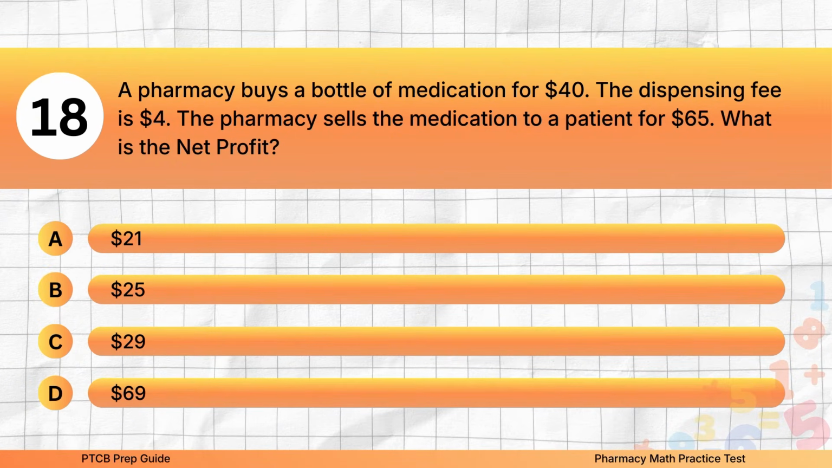A pharmacy buys a bottle of medication for $40. The dispensing fee is $4. The pharmacy sells the medication to a patient for $65. What is the net profit? Options: A, $21, B, $25, C, $29, or D, $69. Take a moment to calculate the bottom line.